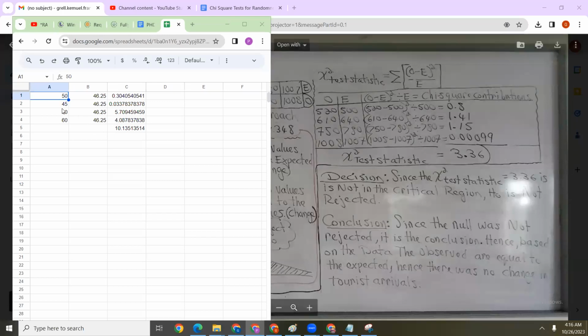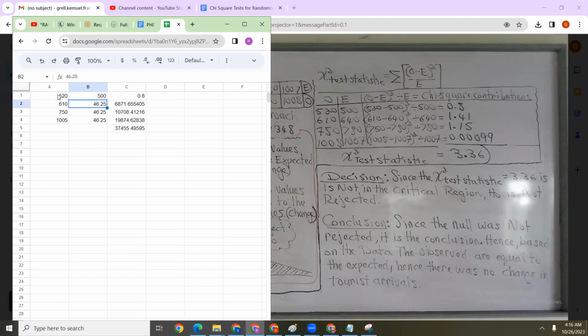Here, this was already done for a previous example. So the observed values, we can list them in column A: 520, 610, 750, and 1005. And the expected values will be 500.